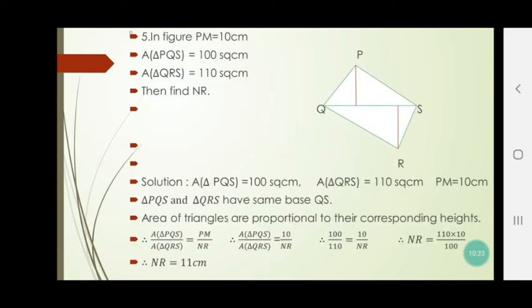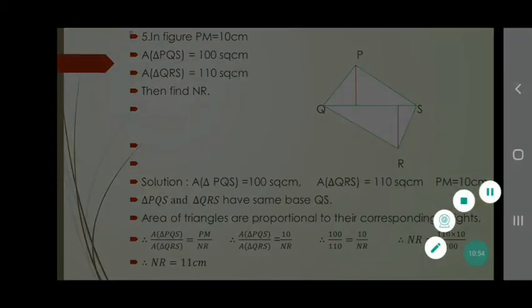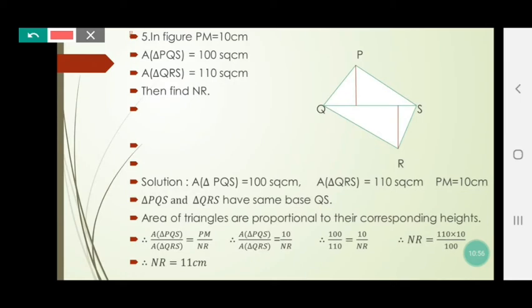Next, we are on question number 5. In question number 5, in the figure, PM is 10 centimeter, area of triangle PQS is 100 square centimeter, area of triangle QRS is equal to 110 square centimeter, then find NR. So we are supposed to calculate NR over here. PM is given. Now when we go on the figure, what do we observe? Here it is M and here it is N.